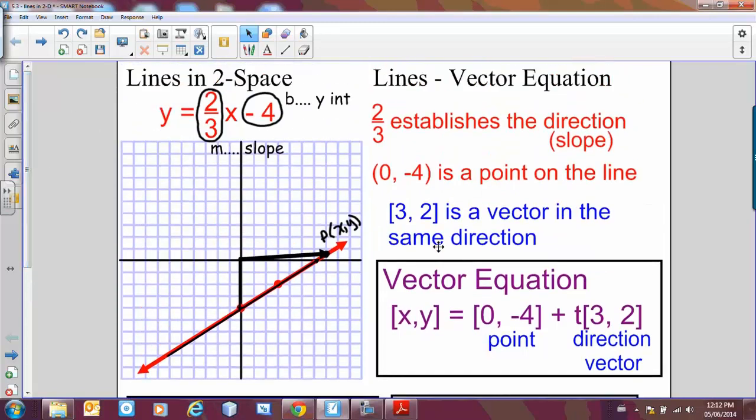Okay, so basically, for today, we're changing from this form to this form: a point, but really a vector to the point, and a direction vector to explain what direction we're going from our point, and that allows us to find any x, y points on the actual equation.